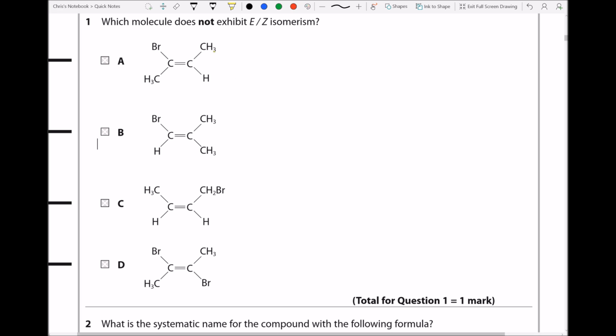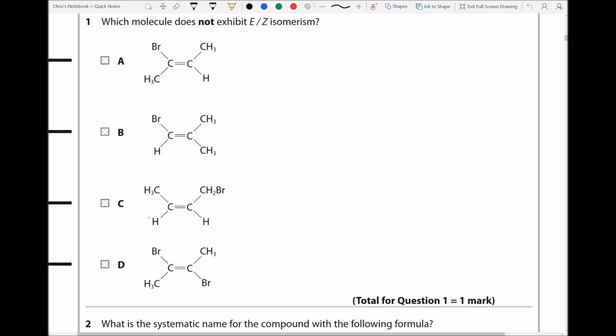So you can see this one here. Here's an example. Look, there you've got two same groups, two CH3 groups, and they're opposite the double bond. So that means that will exhibit EZ isomerism. If we look at B, you can see we've got two groups there, but look, these two groups are bonded to the same carbon. That means there won't be any EZ isomerism. So that one actually doesn't exhibit EZ, but let's just look at the other ones as well.